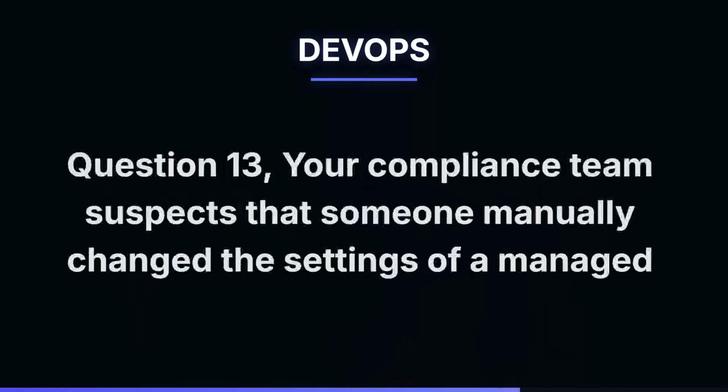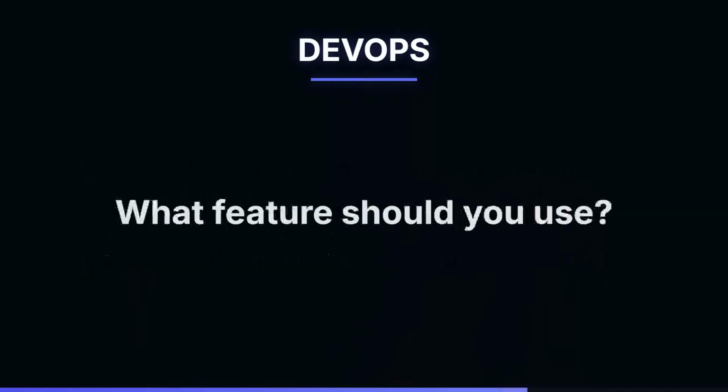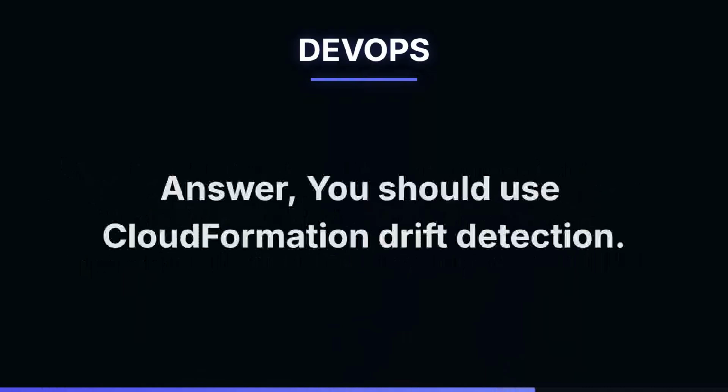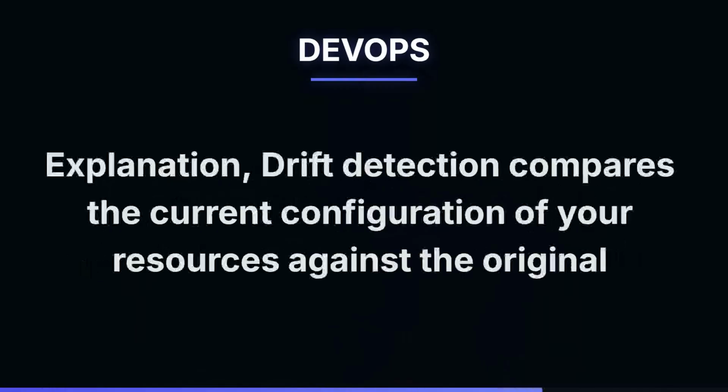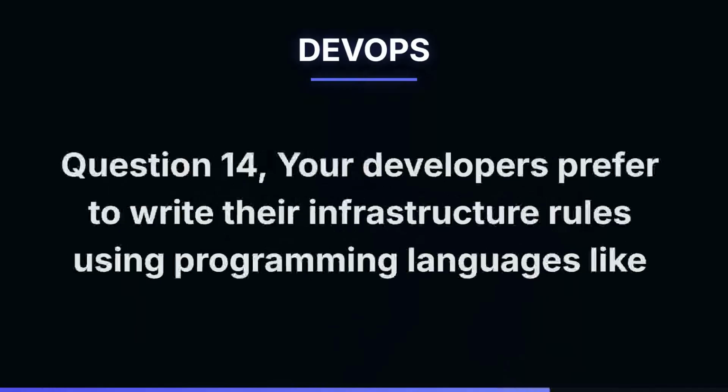Question 13. Your compliance team suspects that someone manually changed the settings of a managed database, and they need you to verify if it differs from its original infrastructure template. What feature should you use? Answer: you should use CloudFormation drift detection. Explanation: drift detection compares the current configuration of your resources against the original CloudFormation template to find any manual changes.